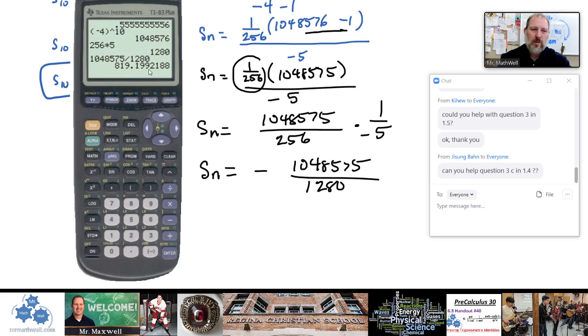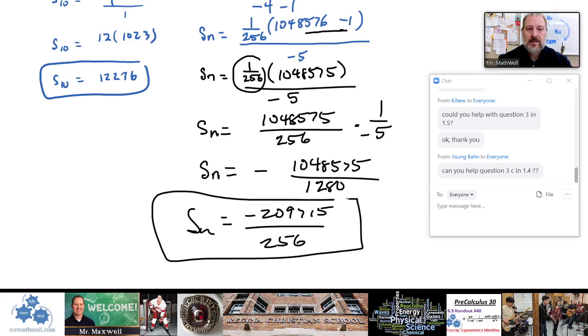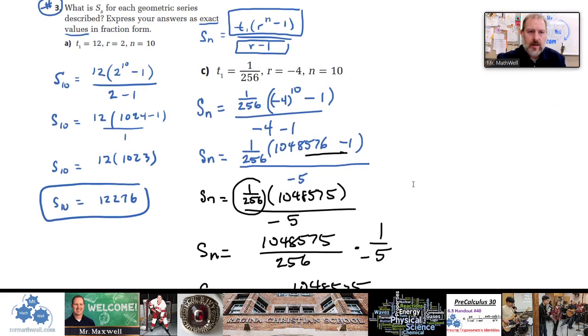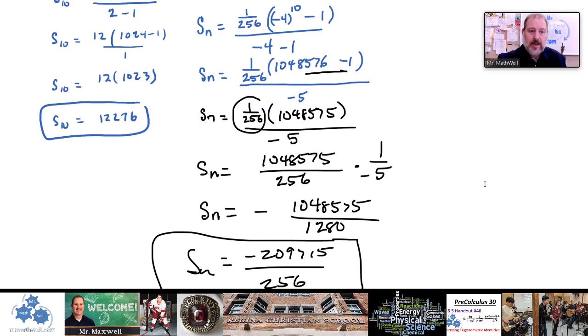So we've got 819.199. You may be able to convert that to a fraction on your calculator. I would encourage you to do that. And it looks like it can be simplified a bit. Okay, so we're going to have negative 209,715 over 256. So there's our sum in exact terms. You don't want to write that as a decimal. You want to write that as a simplified fraction. That should be the sum, and I'll just double check my work there. All right, so yeah, everything looks good there. So that is 3A and 3C, exact values, fraction form.